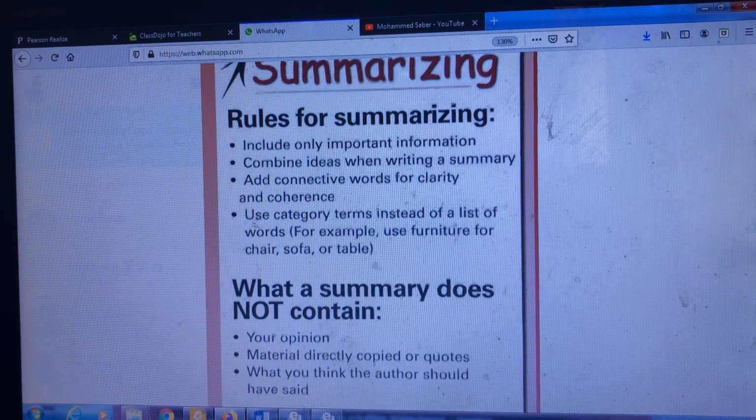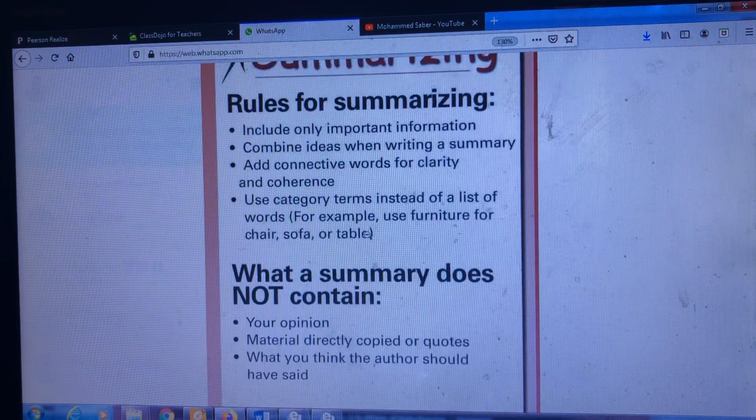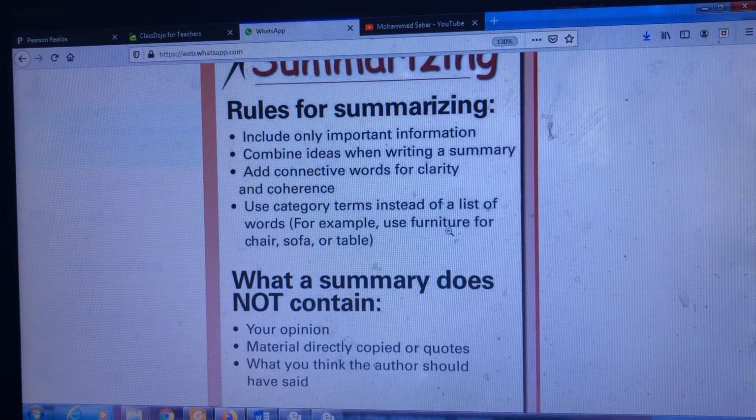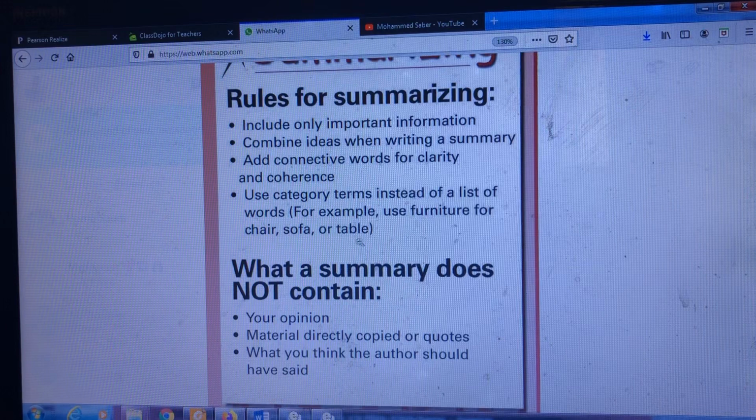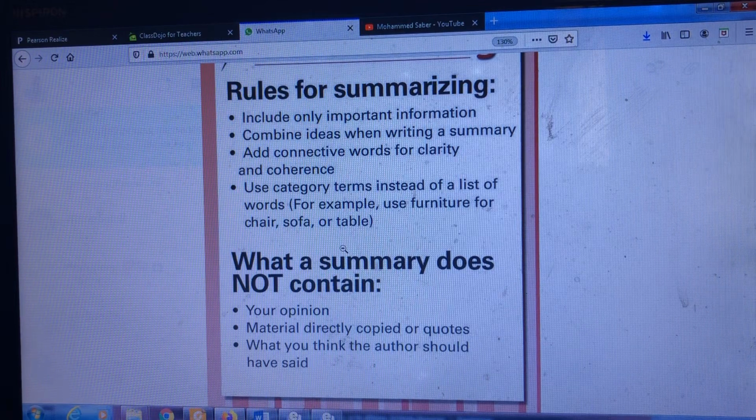In step number 4, use category terms instead of a list of words. For example, use the word furniture for chair, sofa, or table. So instead of writing chair, sofa, and table, you can write a category term for this by writing only furniture.